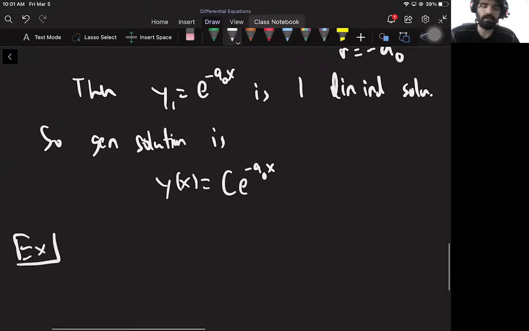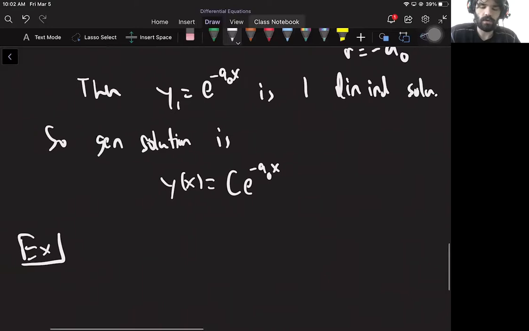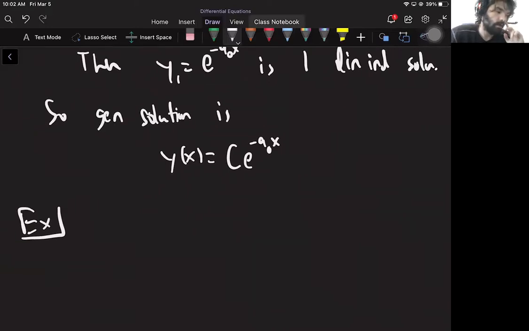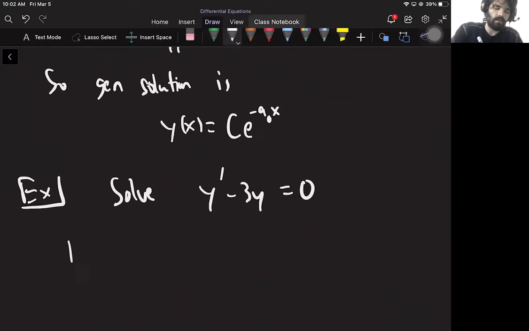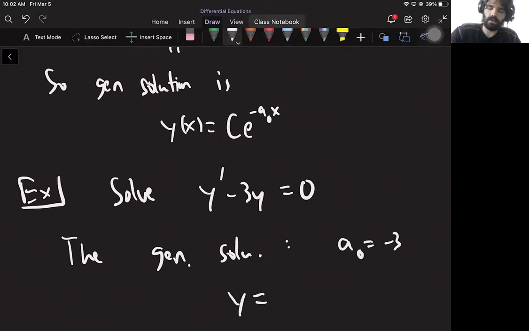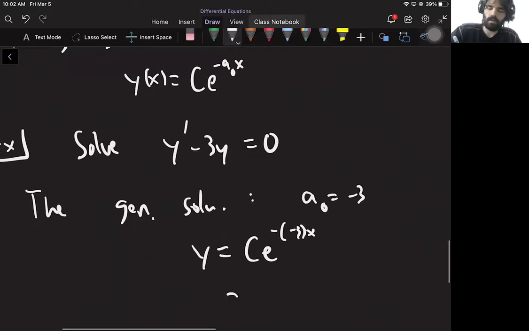So we already could have done that with separable equations or integrating factor, actually, and you would have got the same thing. But we want to think about it just for now like this. Okay, so very quickly, if I want to solve something like this now, the general solution is, well, I know that a0 is negative 3, so it's y equals c e to the negative 3x. You could verify if you use the other techniques we've learned that you will get the same answer.